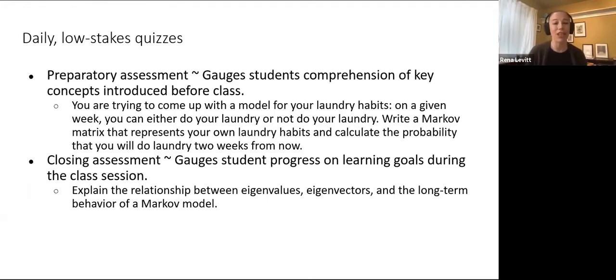On a given week, either you're going to do laundry or not going to do laundry. Write a Markov matrix that represents your own laundry habits and calculate the probability that you will be doing laundry 2 weeks from now. So every student is going to have a slightly different matrix. I remind them to keep their probabilities greater than 0. But this lets me test whether they understand those ideas.